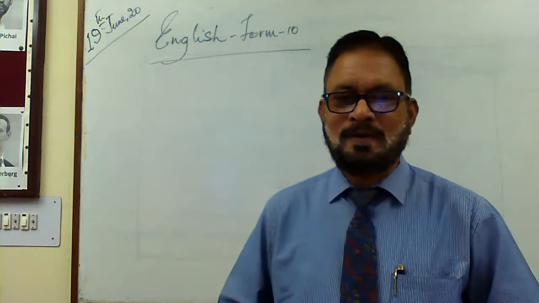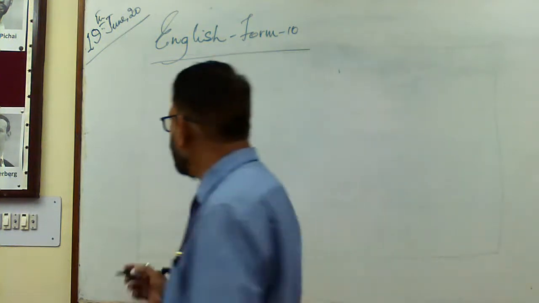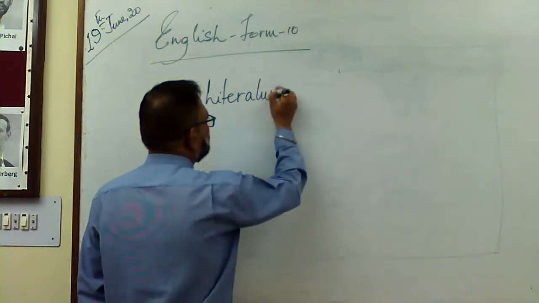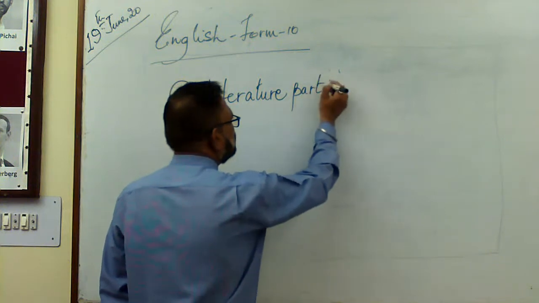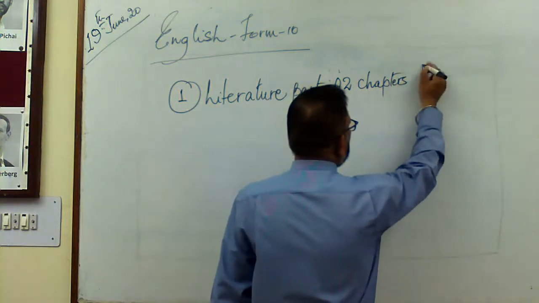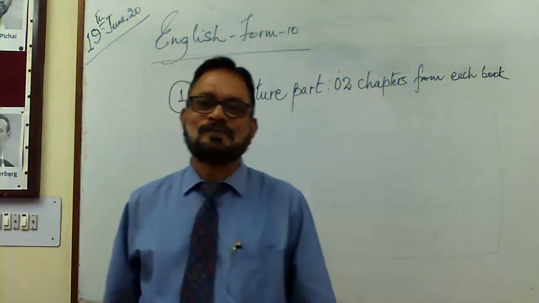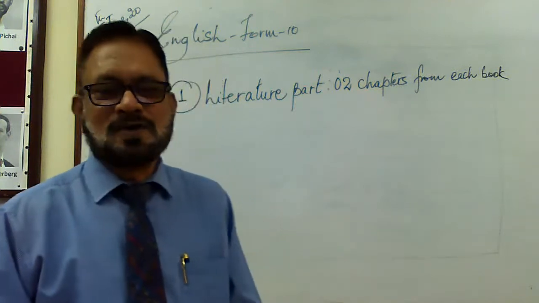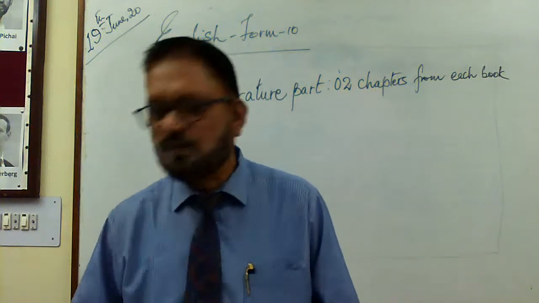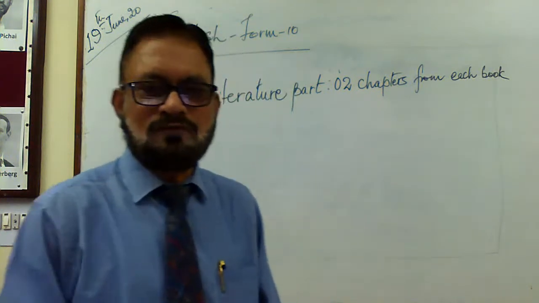Now I will tell you the fresh things so that we can come out with the MCQs. Number one will be the literature part: 2 chapters from each book, so that means 4 chapters. From First Flight, 2 chapters, Let Her Go to God, just understood. The second book is Footprints Without Feet, 2 chapters, Tramp of Surgery and A Question of Trust. So 2 chapters from each book, a total of 4 chapters.